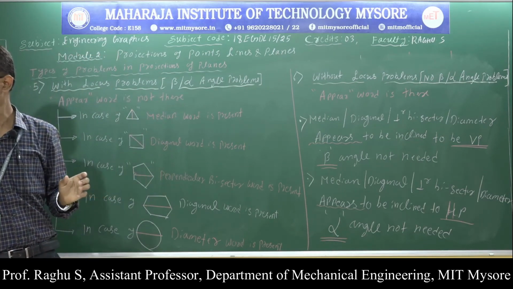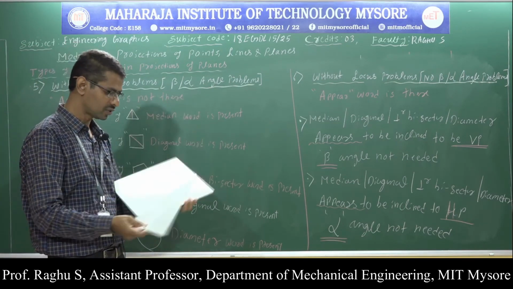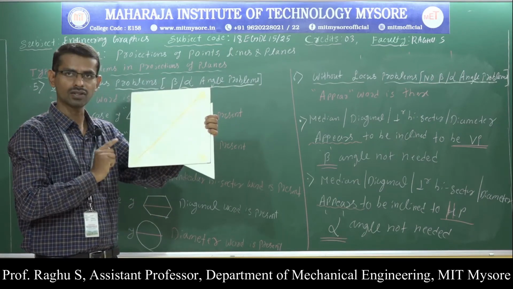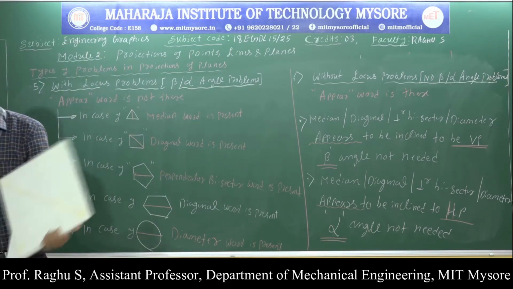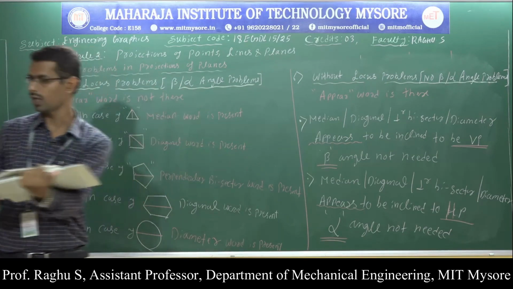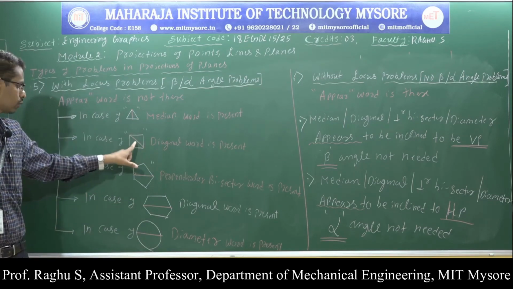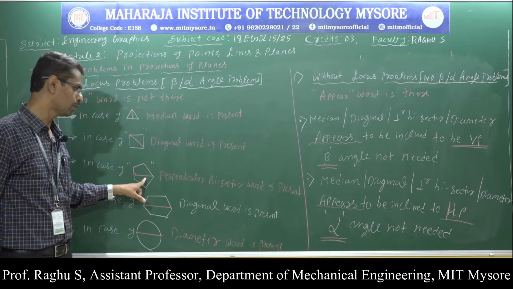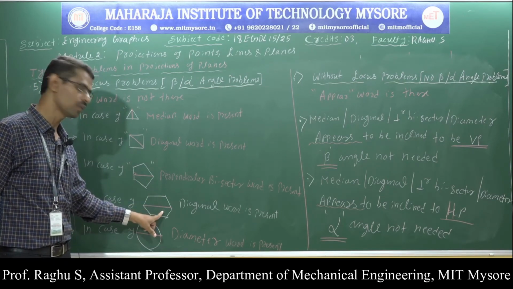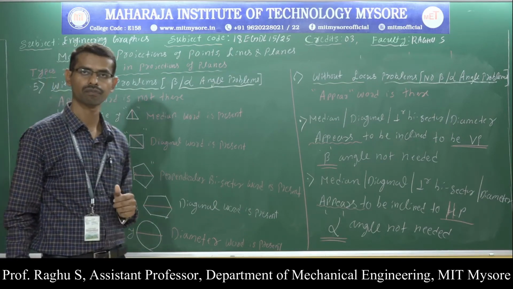See, in case of a triangular lamina, the median is present. In case of a square lamina, the diagonal is present. In case of a pentagonal lamina, we have a perpendicular bisector. So in case of a triangular lamina, we have a median; in case of a square lamina, we have a diagonal; in case of a pentagonal lamina, we have a perpendicular bisector; in case of a hexagonal lamina, we have a diagonal; and in case of a circular lamina, we have a diameter.